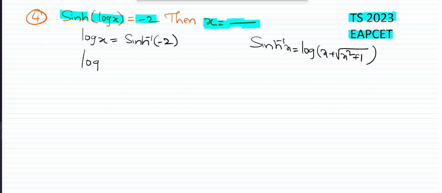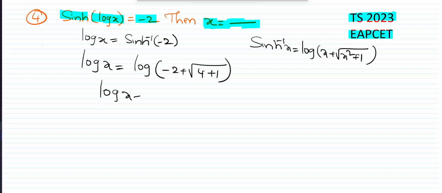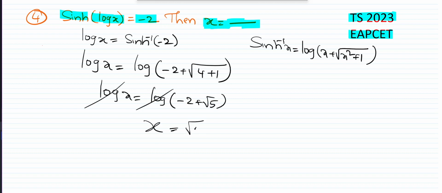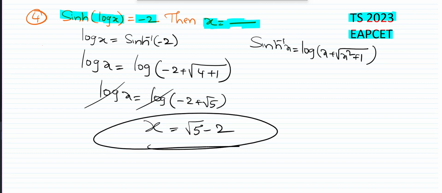Substituting in this, log x is equal to log of minus 2 plus under root of minus 2 whole square, 4 plus 1. That is log x is equal to log of minus 2 plus root 5. Here the logarithm cancels on both sides. From this x is equal to root 5 minus 2. That is the required answer.